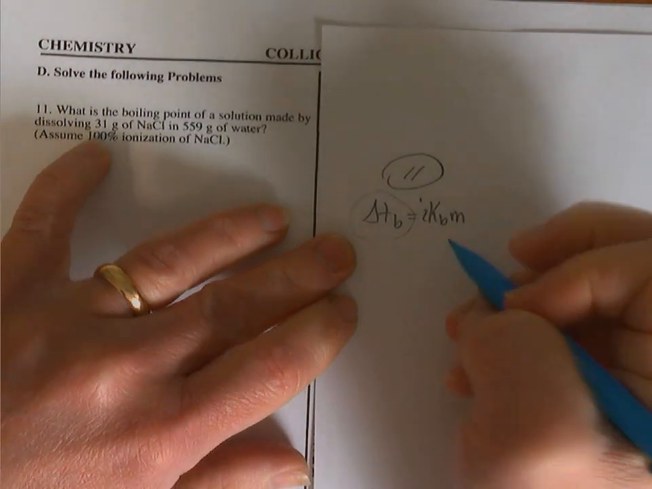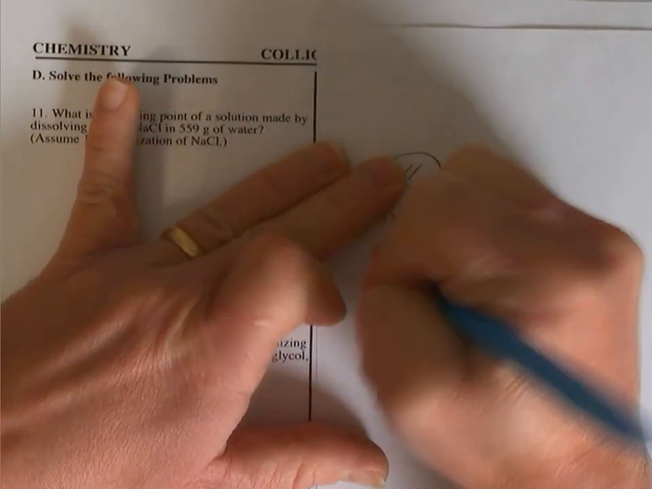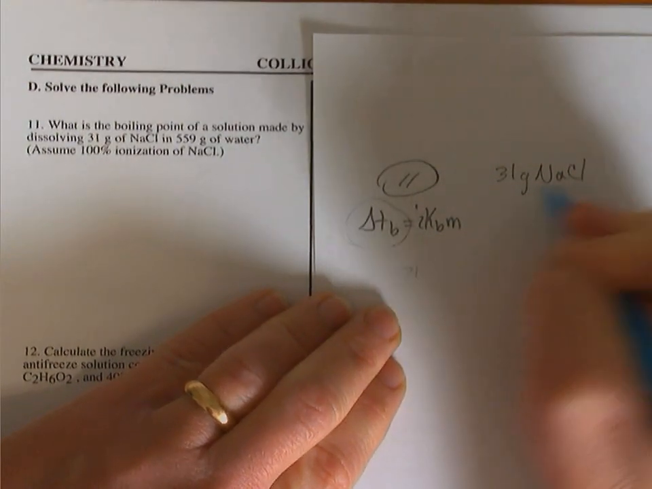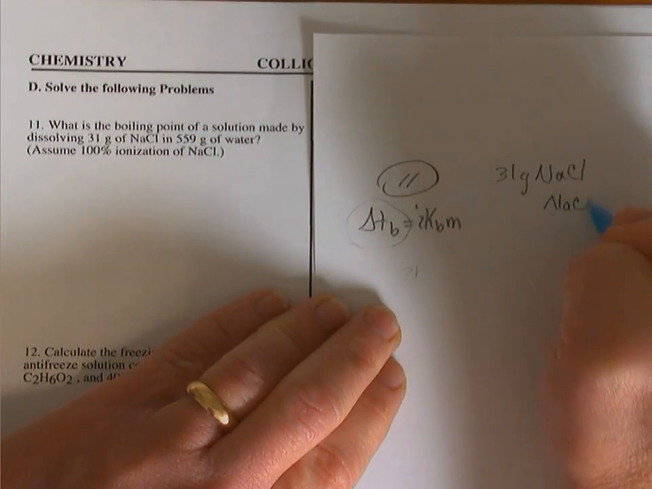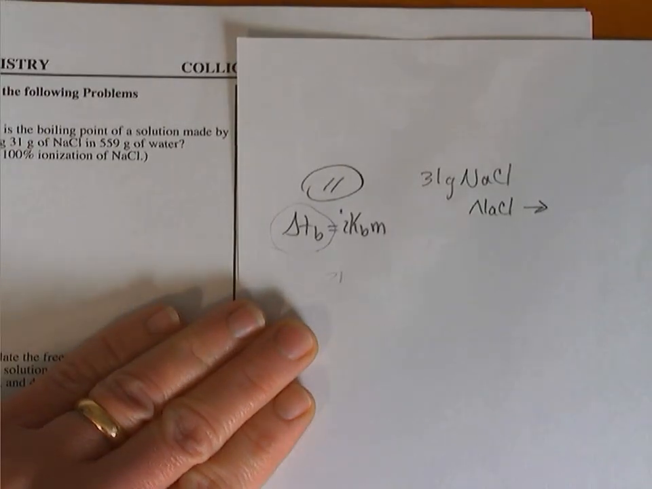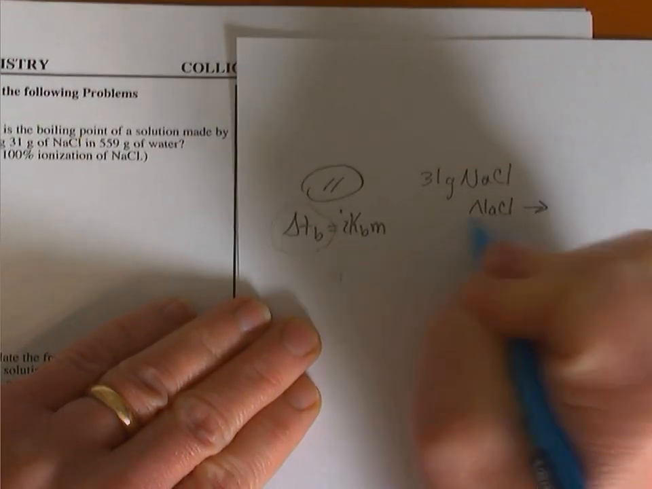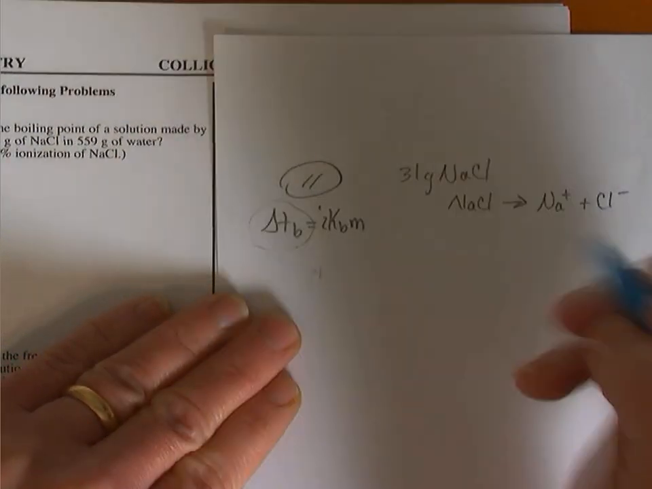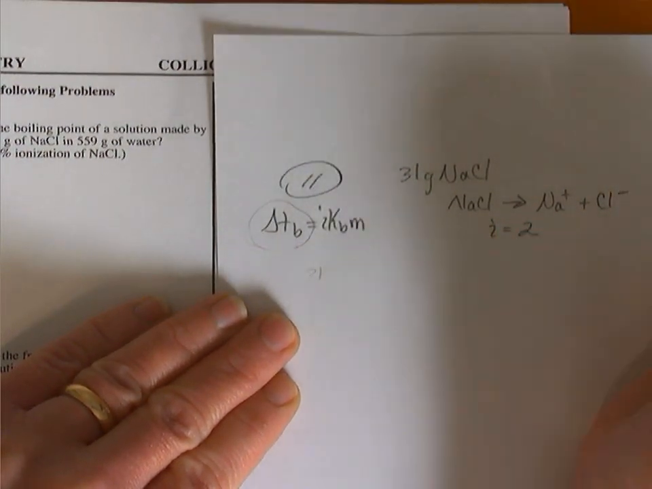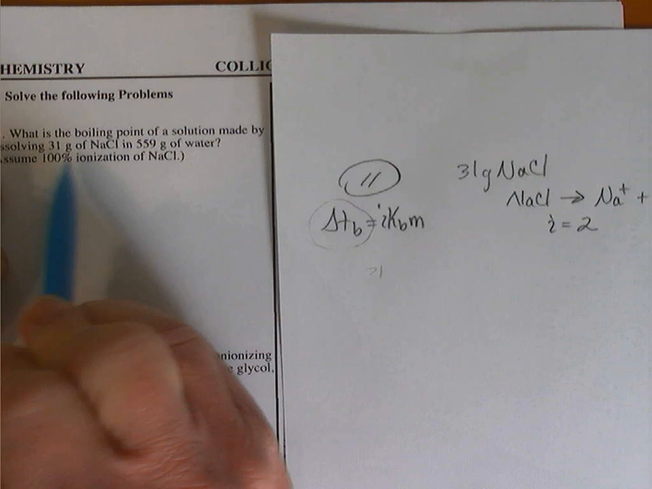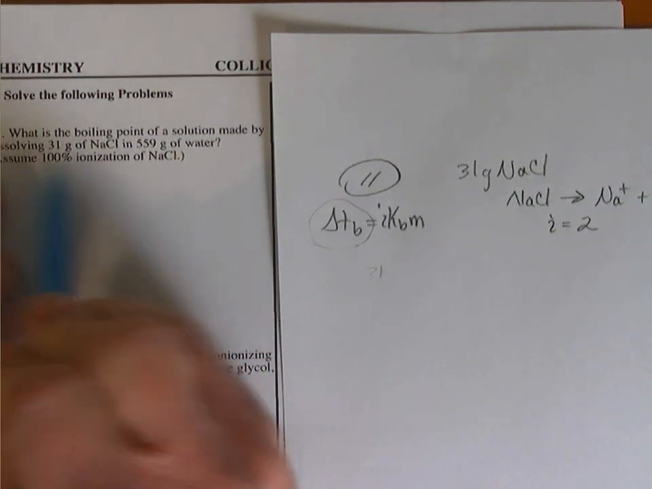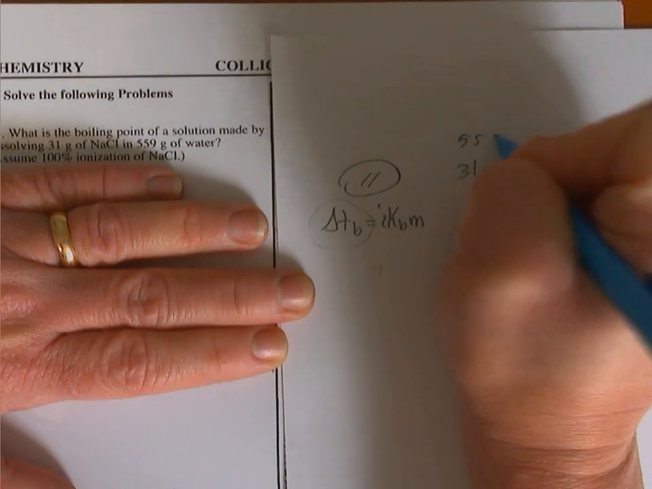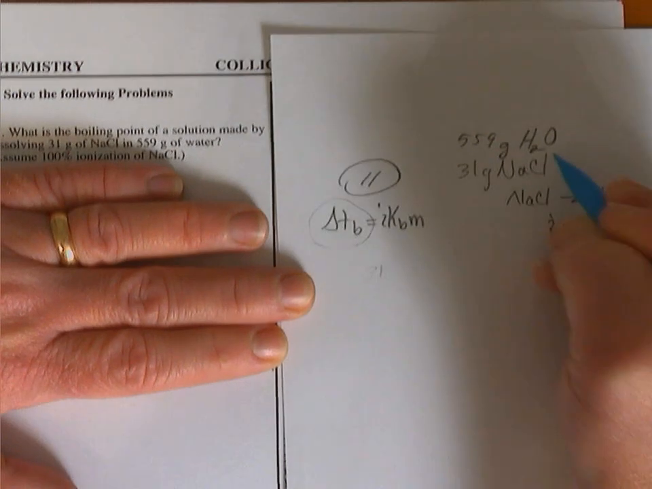I have dissolved 31 grams of sodium chloride. Sodium chloride is ionic, and when that goes into solution, you don't have to write the dissociation equation, but for every one of these, we will get 1 sodium ion and 1 chloride ion. So I know my Van't Hoff factor is 2. We're told, that should be dissociation, be forgiving, in 559 grams of water. That is my solvent.